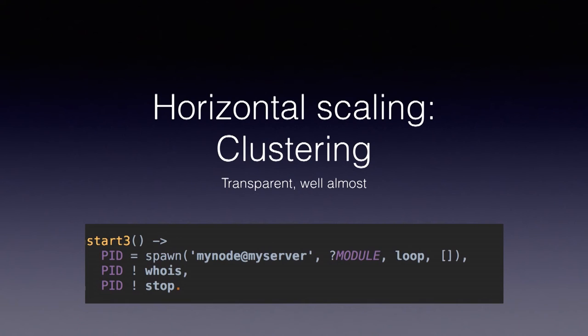And then Erlang also implements horizontal scaling thanks to transparent clustering. So in that example, you see that the spawn function can take an extra parameter. The first parameter is the node name of the node where you want to start your process. So you can start your process on a remote node, and if you manipulate process IDs and pass them around, you can send messages to a remote node without knowing it. This is transparent, and Erlang does the routing for you.